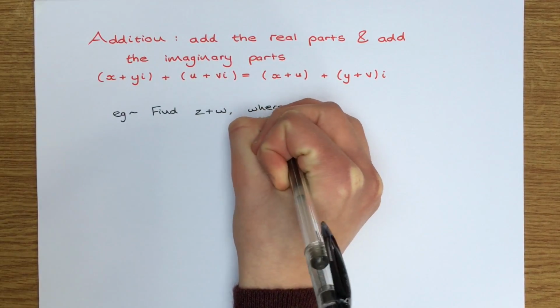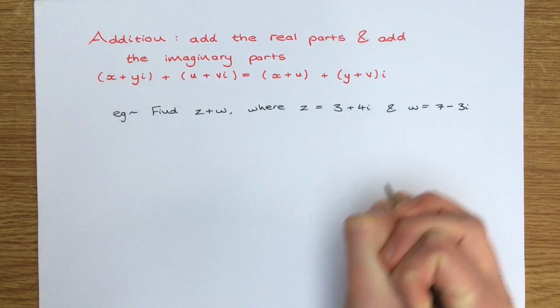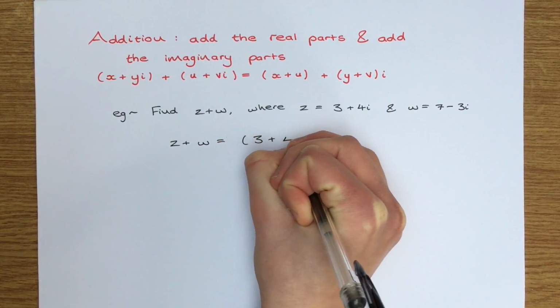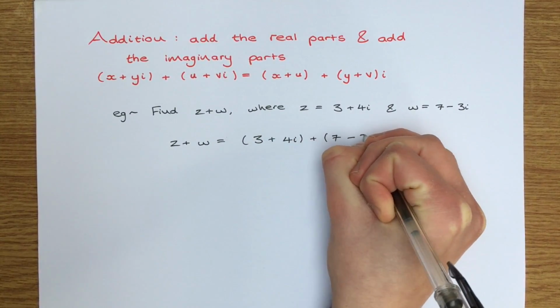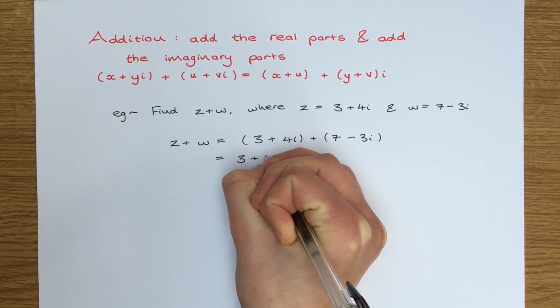So first we've got addition, and it's quite simple. When adding two complex numbers you just have to add the real parts together and then add the imaginary parts together. So in this example here I'm doing z add w, where z is 3 add 4i and w is 7 minus 3i. So I'm just going to expand the brackets out.